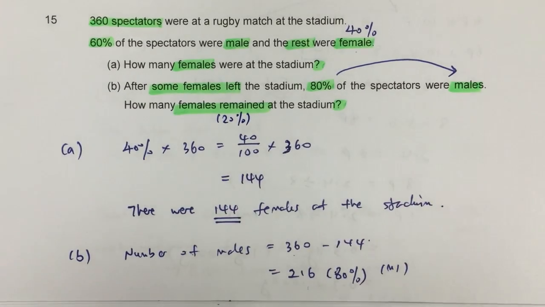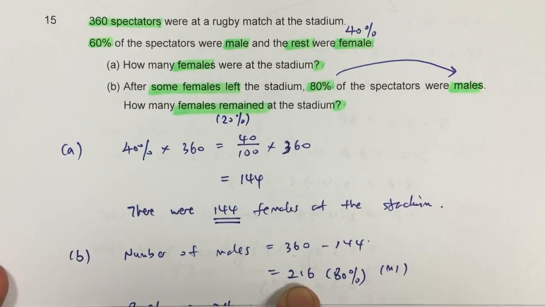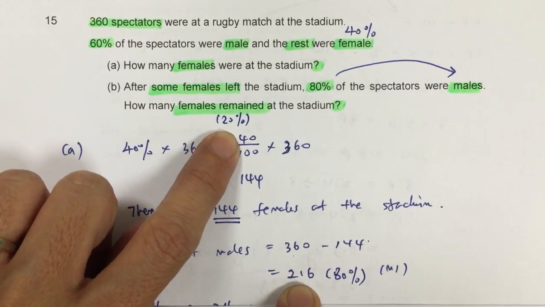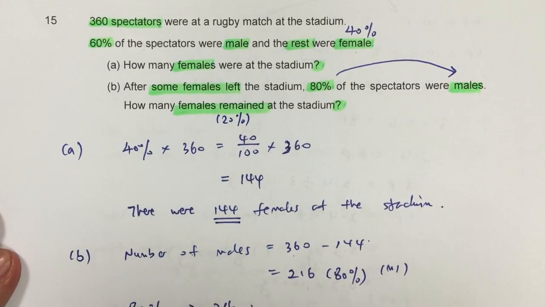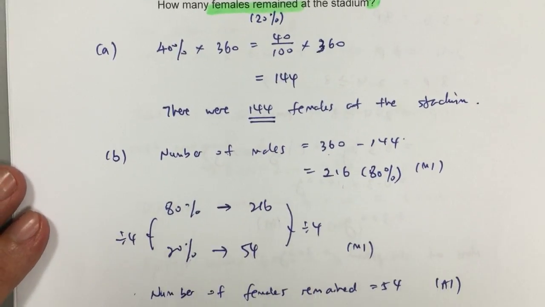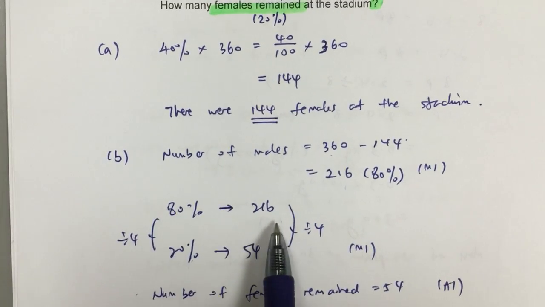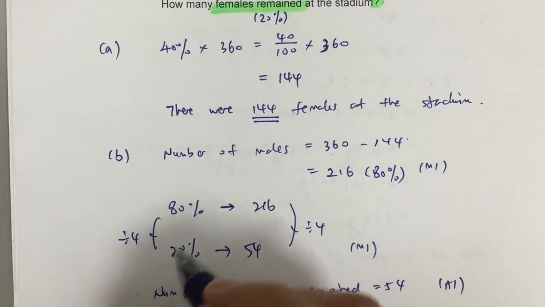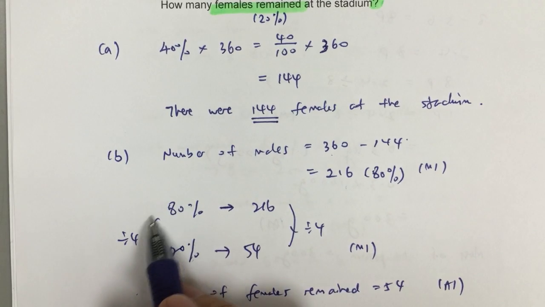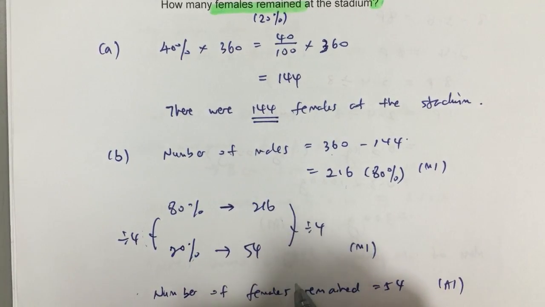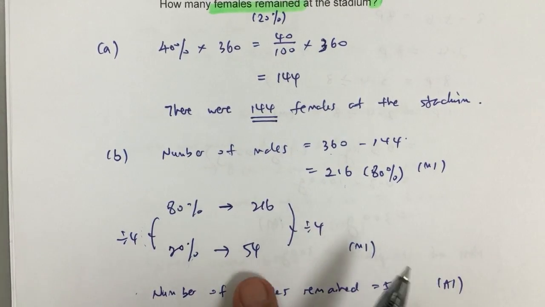20%. So if I know 80% is 216, can I find 20%? Answer is yes, right? So I work this out. 80% is 216. So I can work out 20%. How? I divide 4. I have 54 as my answer.